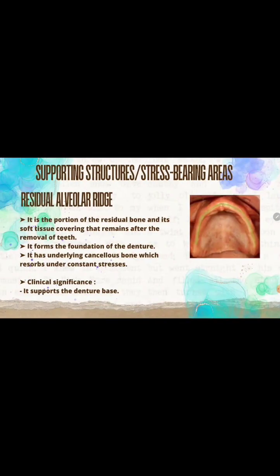The residual alveolar ridge is the residual bone covered by soft tissue that remains after the removal of the tooth, on which the denture is formed. The underlying bone is resorbed under constant stresses. The clinical significance is supporting the denture bases.